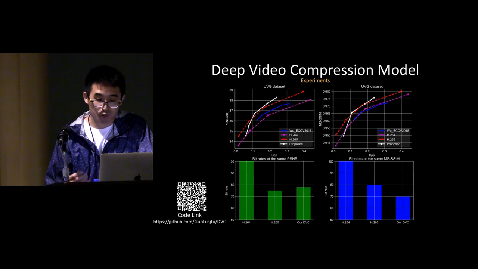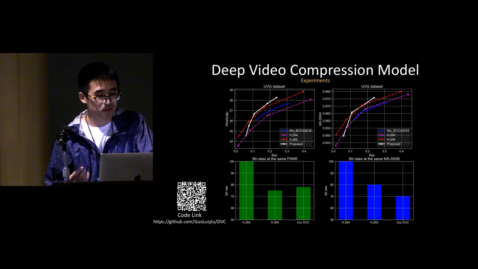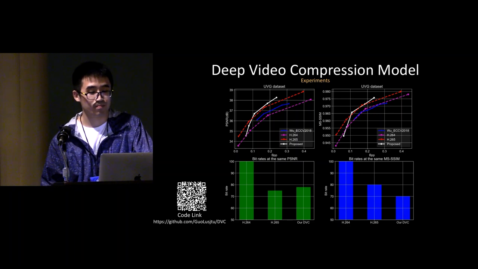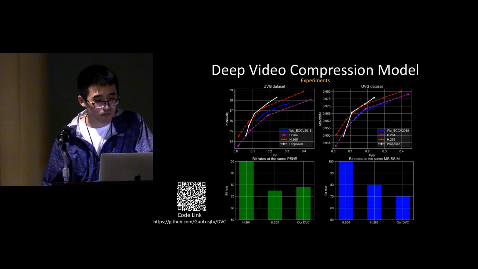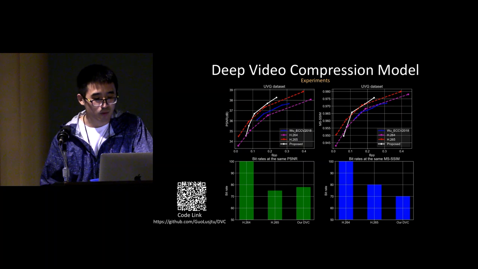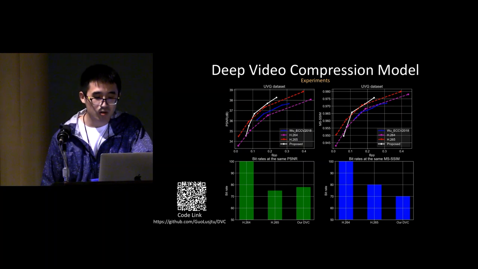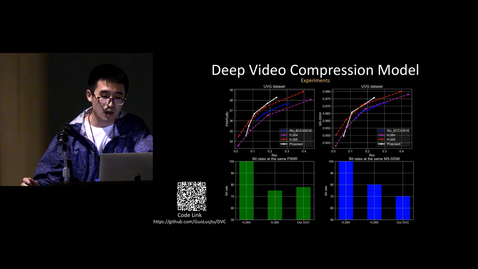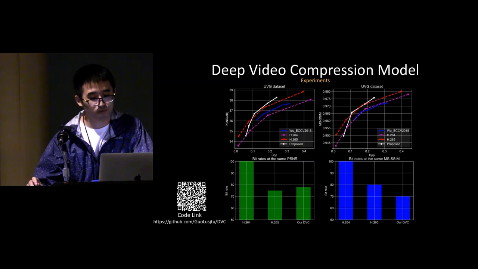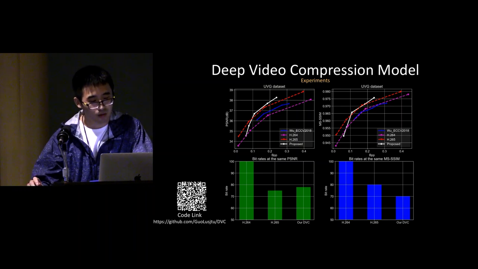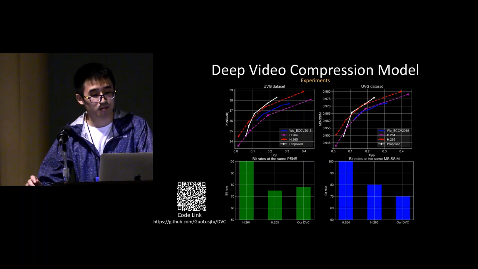Our model outperformed the widely used H.264 algorithm in terms of both PSNR and multi-scale SSIM. For example, our method saves more than 20% bit rate when achieving the same PSNR as H.264. In addition, our method also has a high compression efficiency when compared with the latest H.265 standard and saves 10% bit rate in terms of multi-scale SSIM.